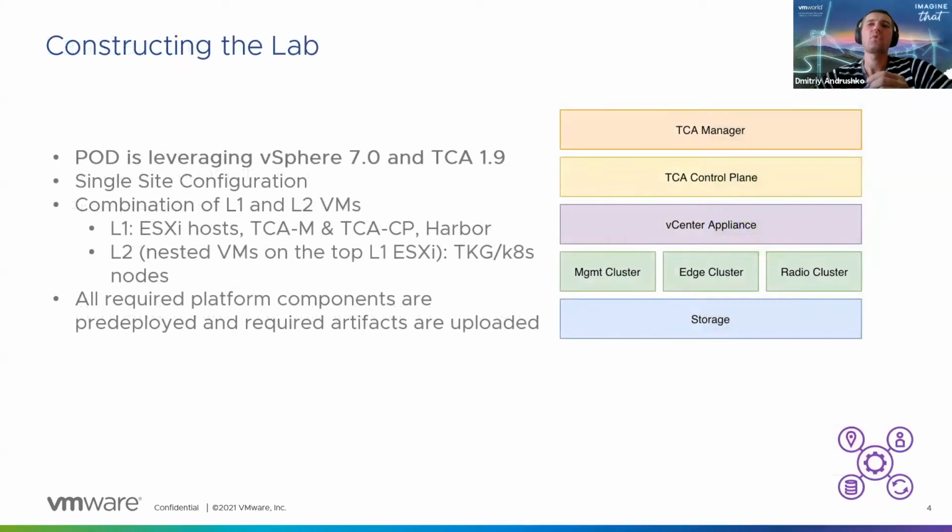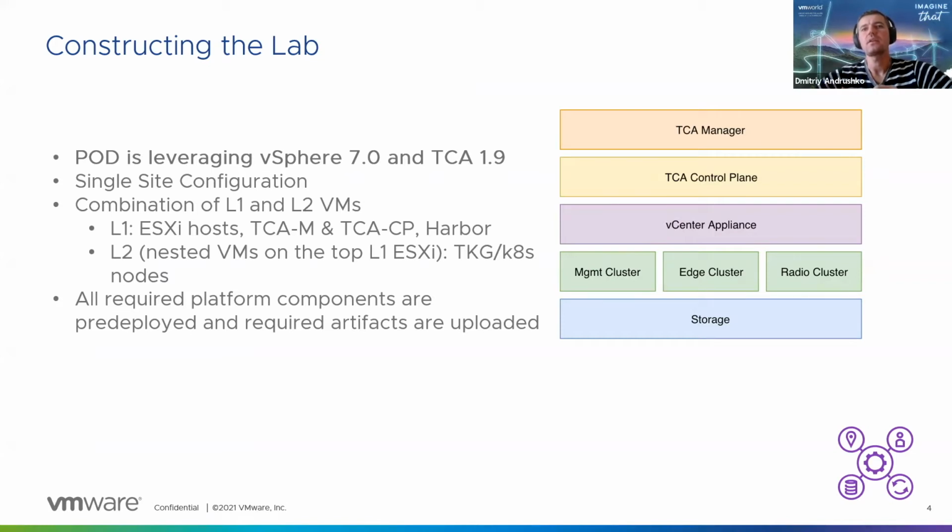A couple of words about our lab, how it's built, and what we have inside. Our lab is built on several nested ESXi hosts with vCenter on top, and on this SDDC foundation we bring up Telco Cloud Automation, which consists of two components: the TCA control plane, a management appliance which communicates with vCenter, and the TCA manager, the customer-facing UI, which allows you to configure infrastructure and onboard network functions.